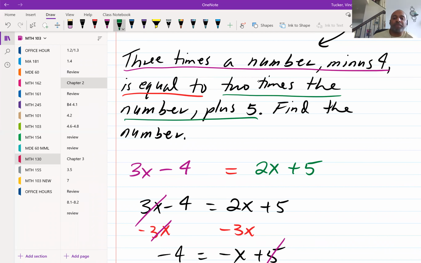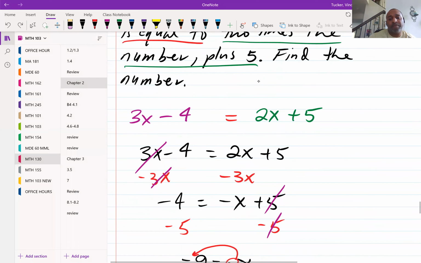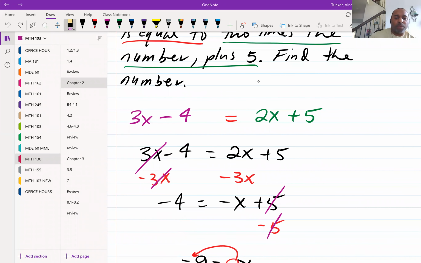So what I decided to do was move my 3x. I subtracted 3x from both sides. And that left me with -4 on the left because my 3x is canceled. And then on the right, 2x minus 3x is -1x. So that's why I have -x plus 5.